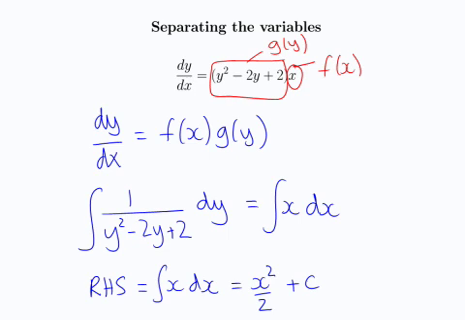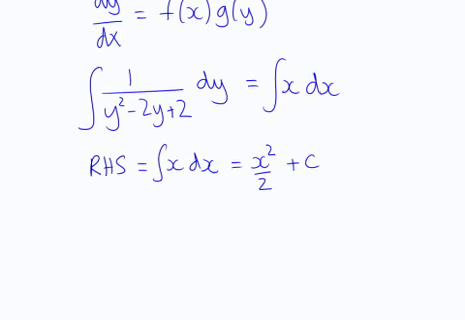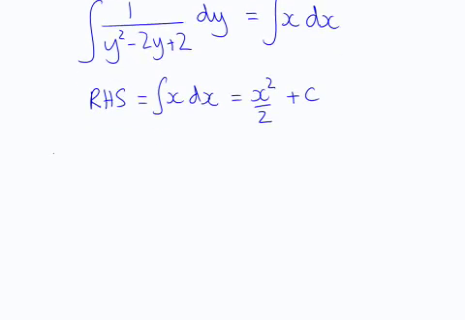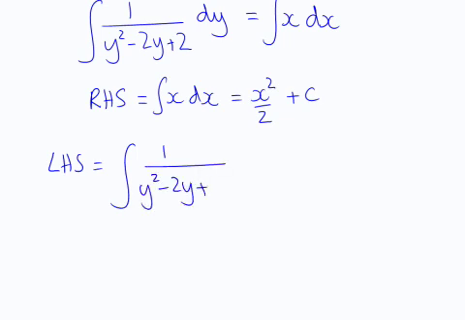The left hand side needs quite a bit more care, so I'm going to proceed fairly slowly with that. The left hand side is the integral of 1 over y squared minus 2y plus 2 dy. And I have a quadratic in the denominator. One way to proceed here is to complete the square in the denominator and then use a standard integral result. So that's what I'm going to do here. I'm going to complete the square all in one go, but if you're not able to do this, you could do this separately and then put the result in afterwards.